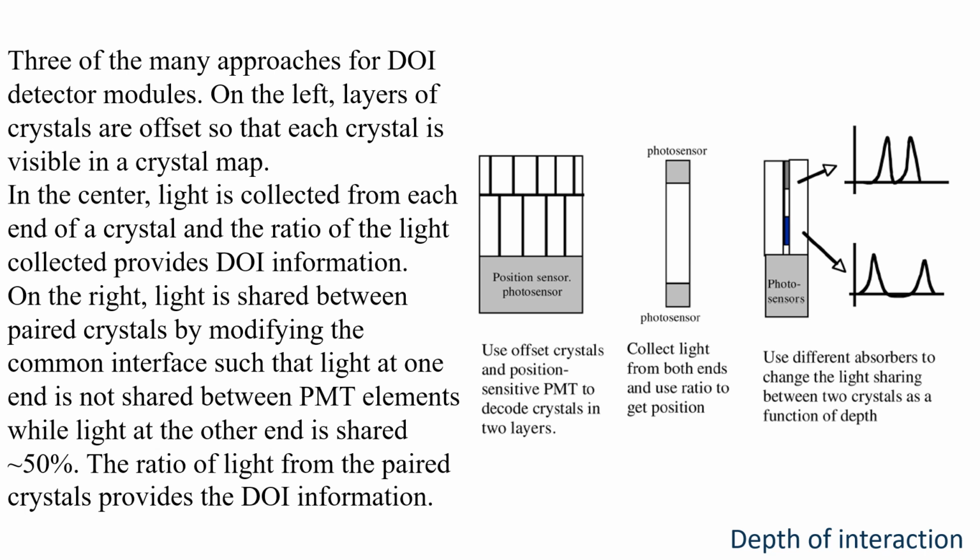On the right, light is shared between paired crystals by modifying the common interface such that light at one end is not shared between PM tube elements, while light on the other end is shared at about 50%. The ratio of the light from the paired crystal provides the depth of interaction information.